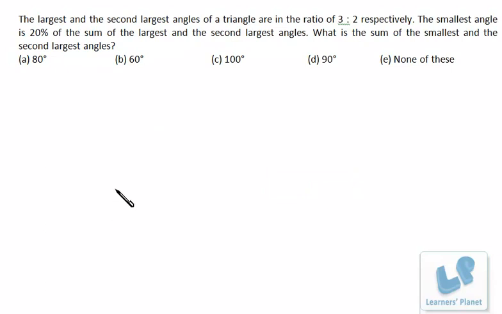Now, the largest and the second largest angle of the triangle are in the ratio 3:2. The smallest angle is 20% of the sum of the largest and the second largest angle. So the sum of the largest and second largest is 5x, and the smallest angle is 20% of this. That means 1/5 of this, right? So it's x. So x is the smallest angle.